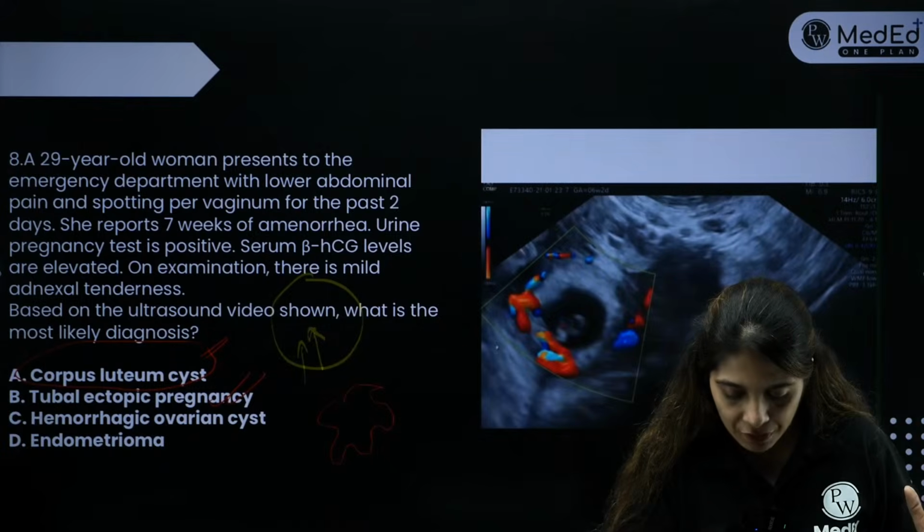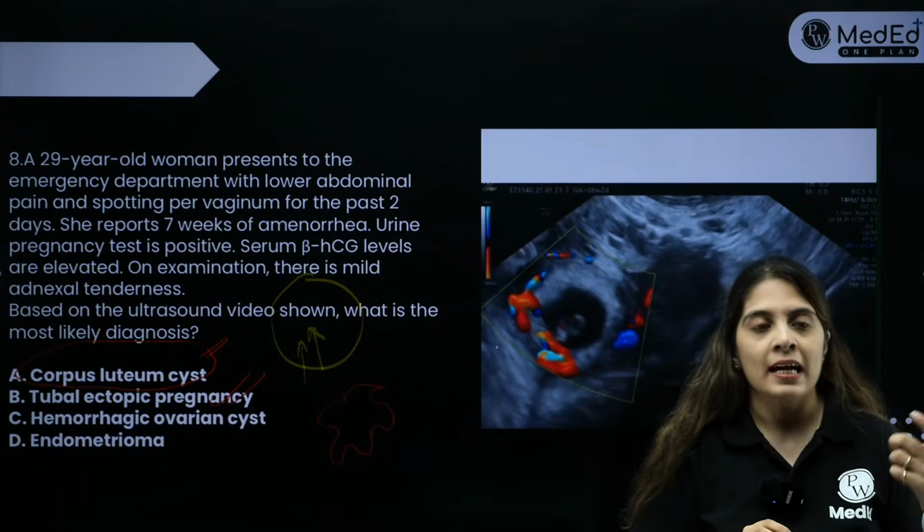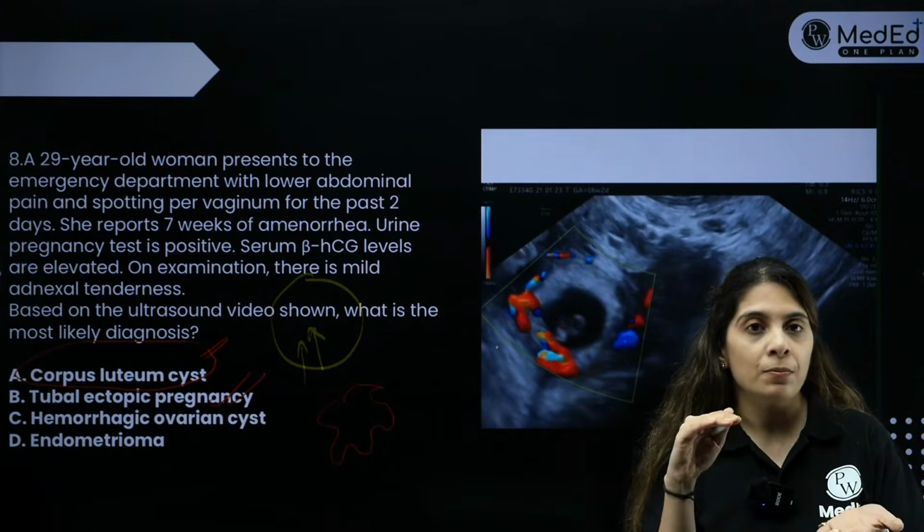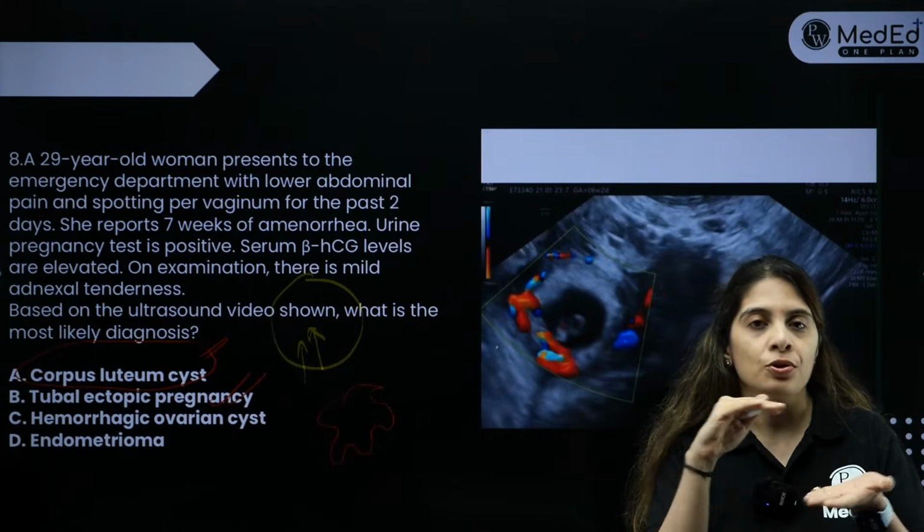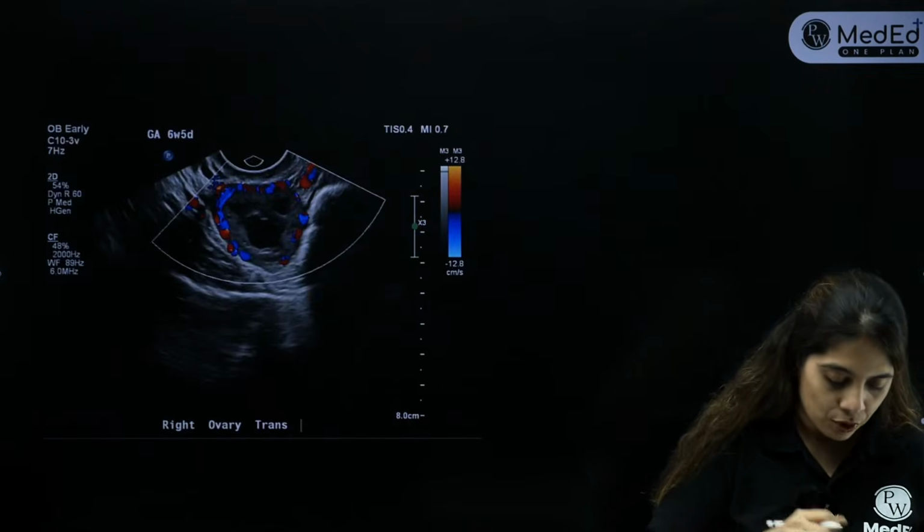Yes, Xavier, a hemorrhagic ovarian cyst will have a fishnet appearance. And what will an endometrioma show you? It's a chocolate cyst. It will show you some low level echoes. So I will show you the image.